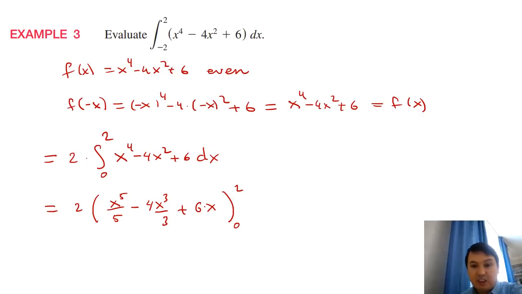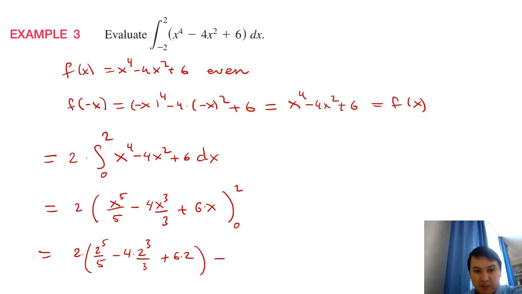Here's the nice part: when I evaluate at 0, everything is 0. So all I have to do is evaluate at 2. That's why this is much simpler. You evaluate at 2, and it becomes 2 to the power 5 divided by 5 minus 4 times 2 cubed divided by 3 plus 6 times 2. You need to multiply everything by 2, but 2 times 0 is 0. So once you evaluate the first part, you're essentially done.